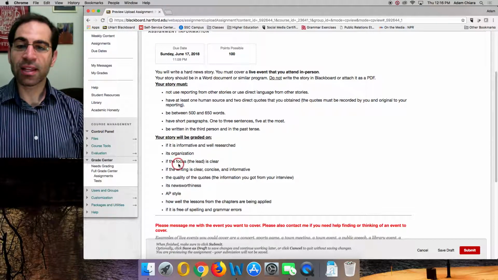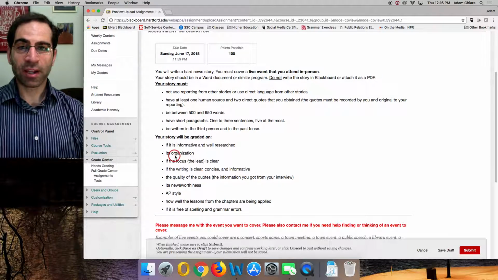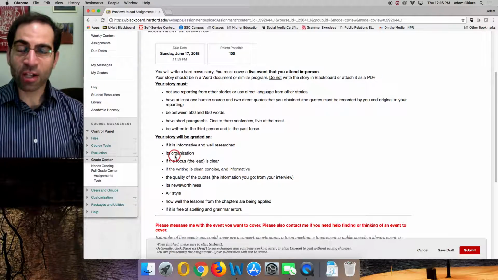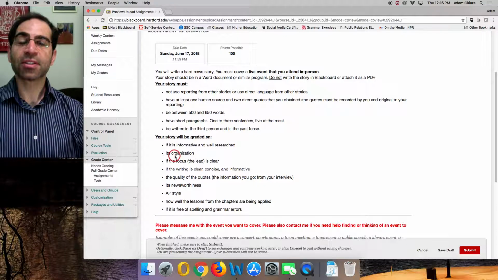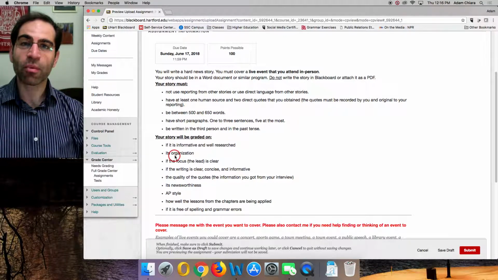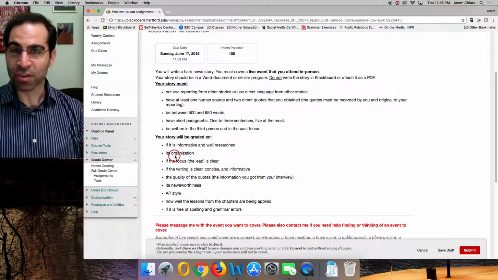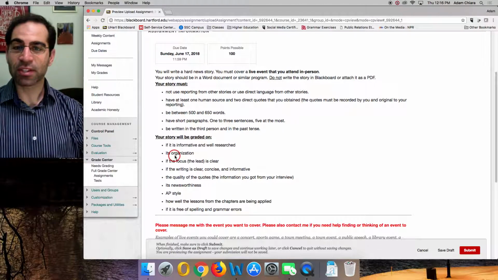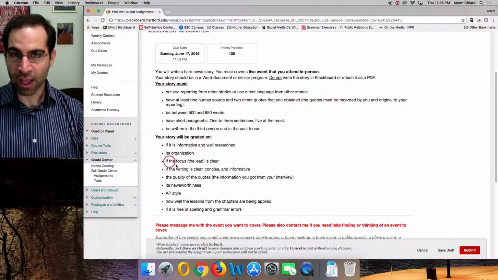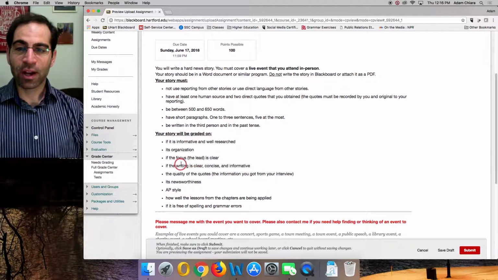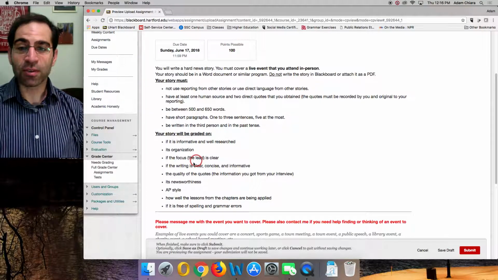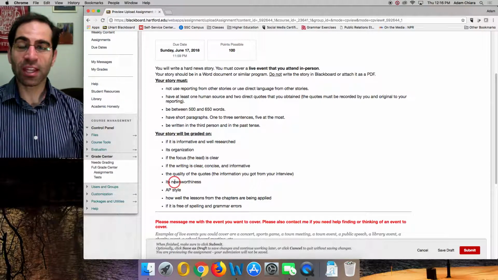I'm going to be looking at its organization, and one of the chapters this week talks about that. So is it organized? Is the key information where it should be? Are you burying the lead? So basically, is the most important part of the story not even mentioned in your lead? These are the kinds of things I'm going to be looking at, and again, your chapter is going to help you out with this. I'm going to actually look at the focus, the lead too. Is the focus of the story and is the lead very clear? Is the writing clear, concise, and informative?